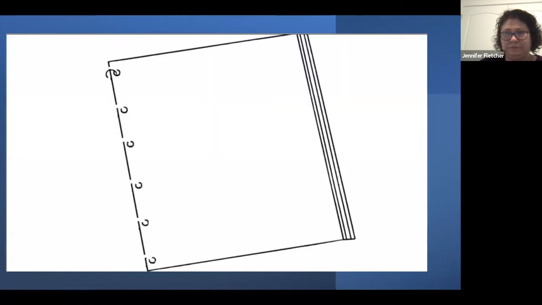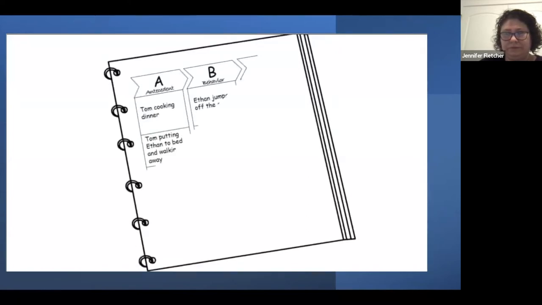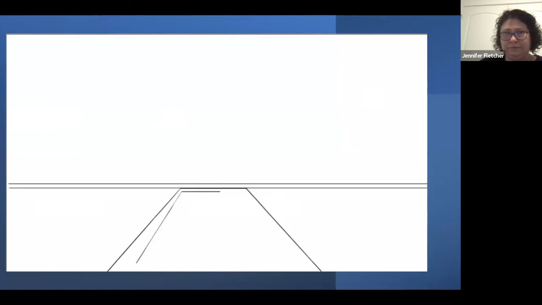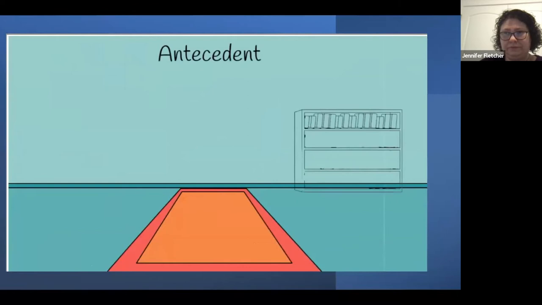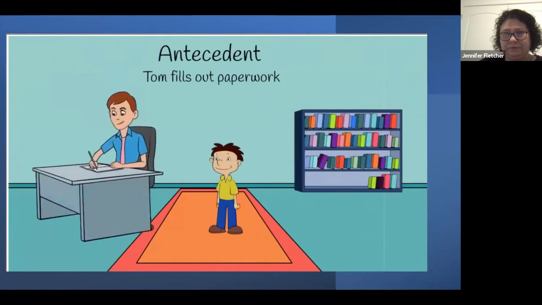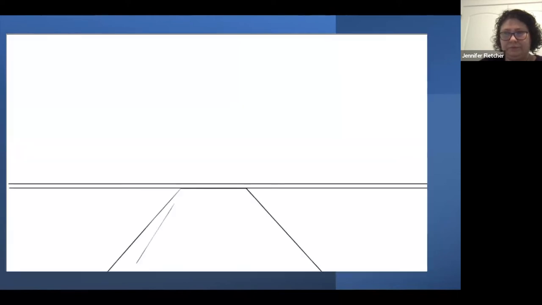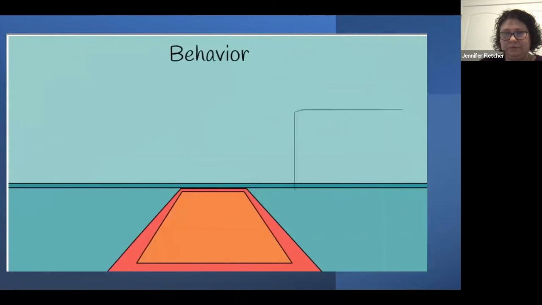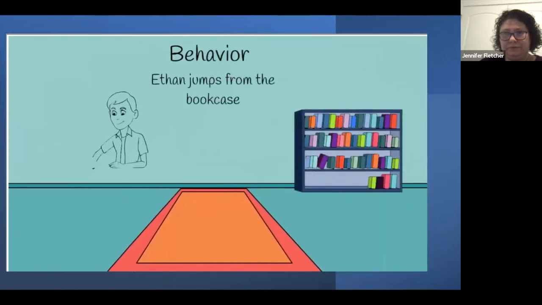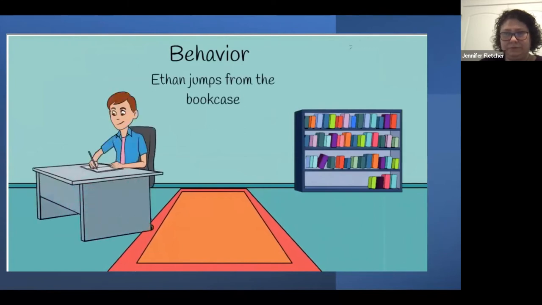The third incident happened when Tom was sitting at his desk filling out some paperwork for Ethan's school. He only needed a minute, but it seems as though that's all it takes. In this incident, Ethan jumped off the bookcase in Tom's office. Tom's not quite sure how he managed to scale it in such a short amount of time, but Ethan sailed off the top of the bookcase as Tom watched in horror. This incident again had Tom yelling for Ethan to stop jumping. Tom recognized this as the consequence in this situation.